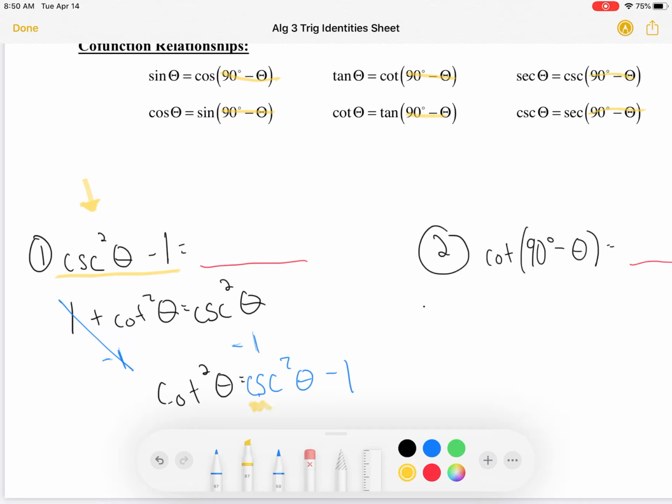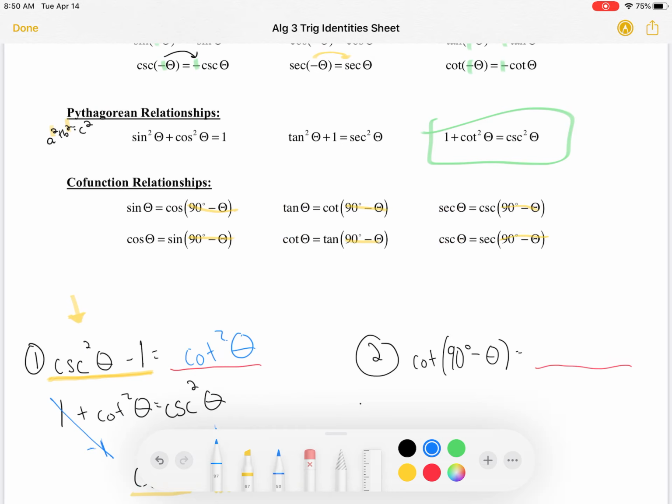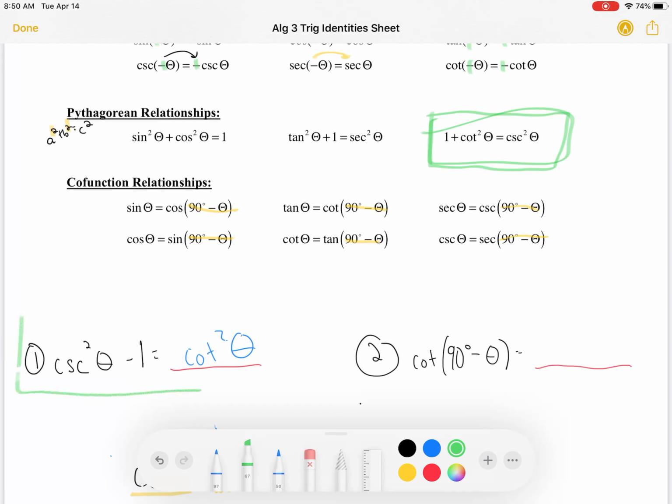Now you should realize, hey, this is the exact same thing as this. So what does it equal? Cotangent squared of theta. So again, we reorganized. I might erase all the highlights to make this a little clearer to see what I'm talking about. We reorganized the original Pythagorean relationship, that trig identity, we reorganized this guy and made it look like this.